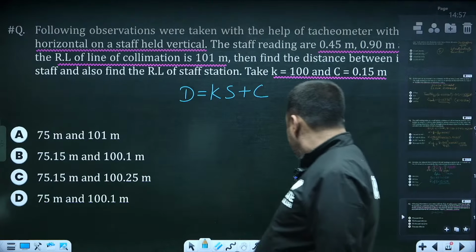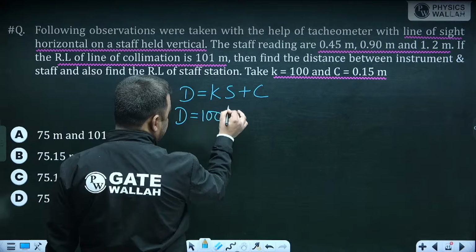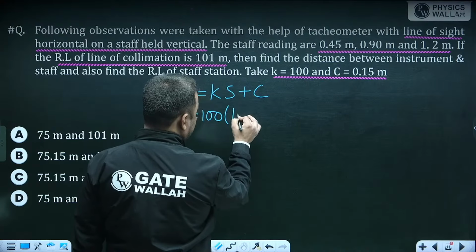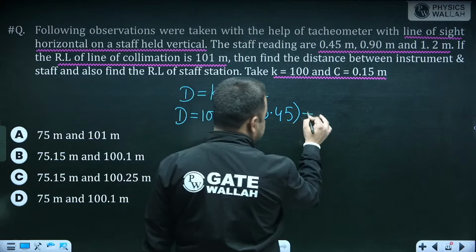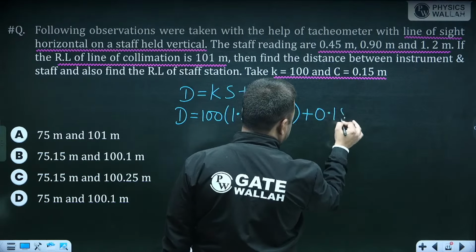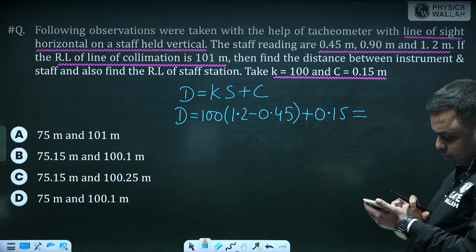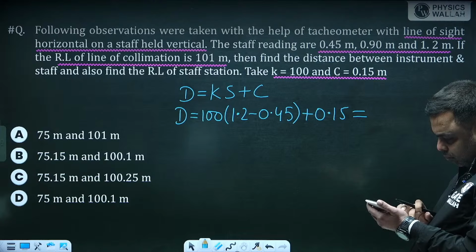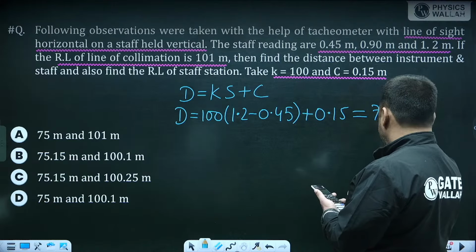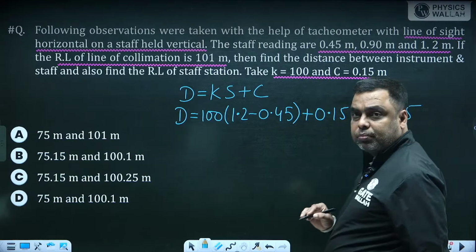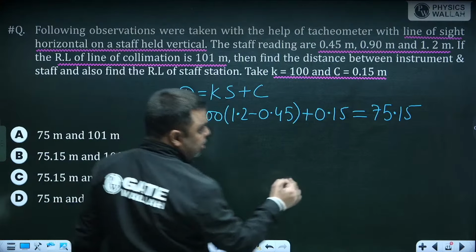Fine. Now, D is equal to K times (1.2 minus 0.5) plus C, that is 100 times 0.7 plus 0.5. How much would it be? 75.15 meters, right?